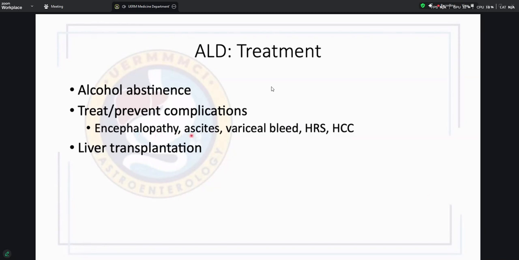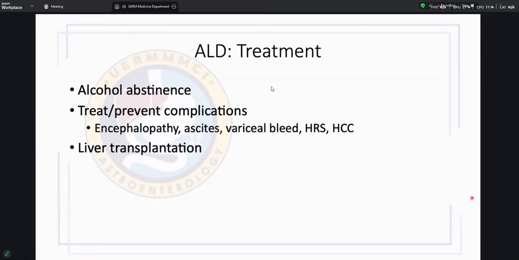These are signs of hepatic decompensation, and we try to prevent them. For example, if there's already portal hypertension, we can give beta blockers to reduce the portal pressure. So management of these complications will be discussed later.